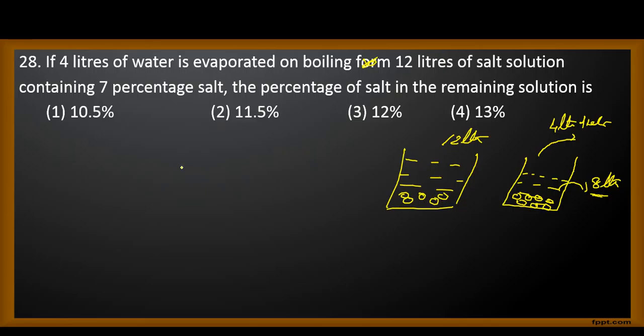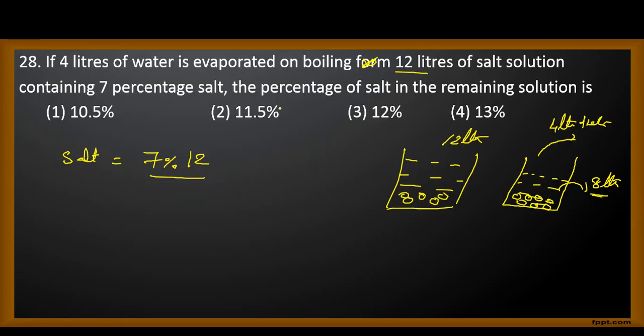What is the salt content here? Initially in 12 liters, how much is there? 7% of 12. This is the salt content. The salt content remains same whether in the first case or in the second case. Now what happened? Only water evaporated, the total quantity changed, but the salt content remains same.